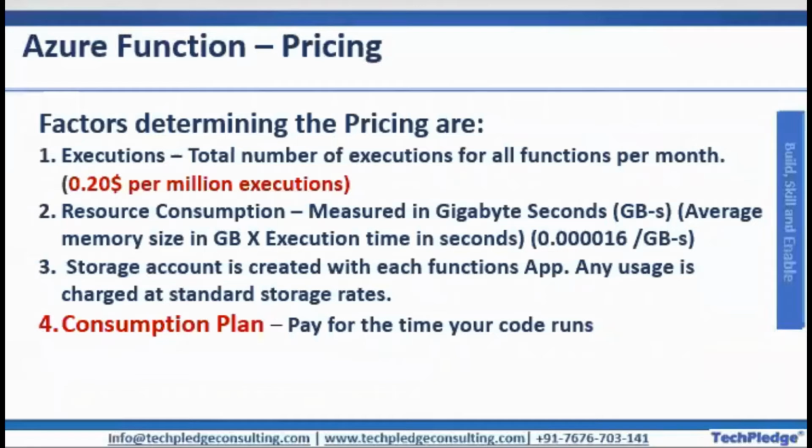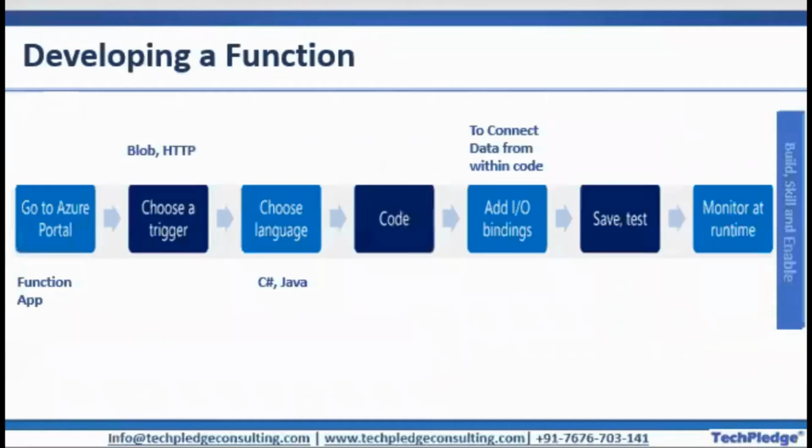So how is Azure Function priced? It is priced based on consumption, meaning you pay for the time your code runs. Sounds good, right? Great. So guys, how can you create a function? Here are the high level steps, right? As you can see on this cloud, we have to choose a trigger, choose the language, then do the coding, then do the binding, then save and test, and monitor the runtime. As simple as that.